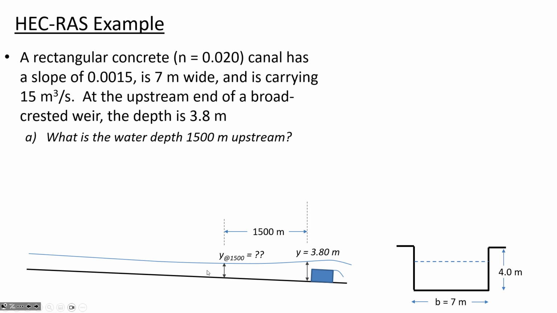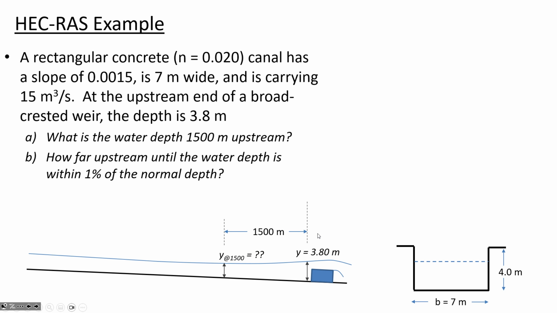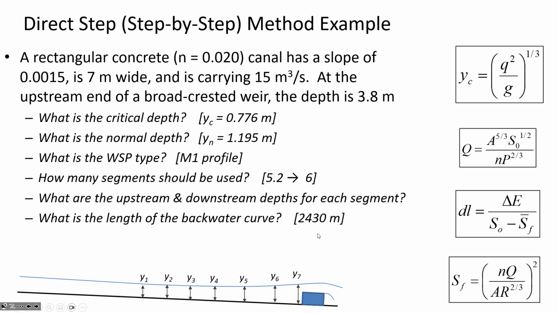So for whatever reason, we want to know the flow depth 1,500 meters upstream. And then the other thing we're going to try and figure out in this example is, if we keep going upstream, how far do we have to go until it's back to the normal depth? And that's what we answered in that prior example. In this prior example, we found the length of the backwater curve is 2430 meters. So that's how far we had to go upstream to find that it was back to the normal depth.